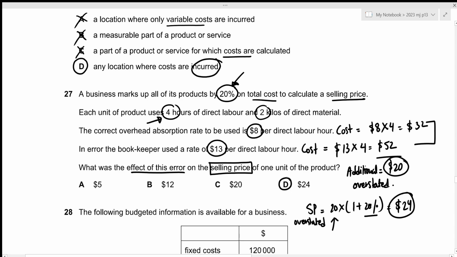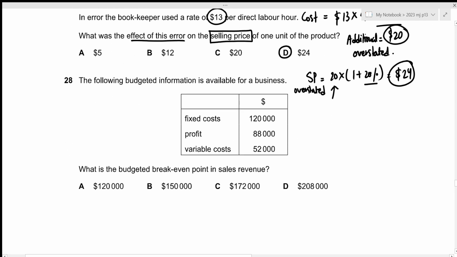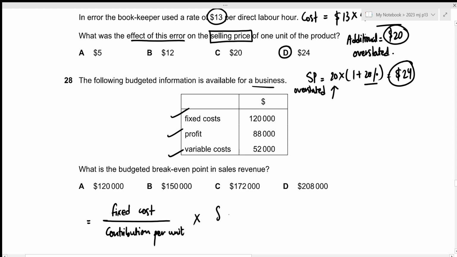Let's move towards the 28th question. The following budgeted information is available for a business. We're given fixed cost, profit, as well as variable cost. We need the budgeted break-even point in sales revenue. So the formula for budgeted break-even point in sales revenue is our fixed cost divided by contribution per unit. This gives our break-even point in units. And in order to figure this out in revenue, we just need to multiply it by selling price per unit.